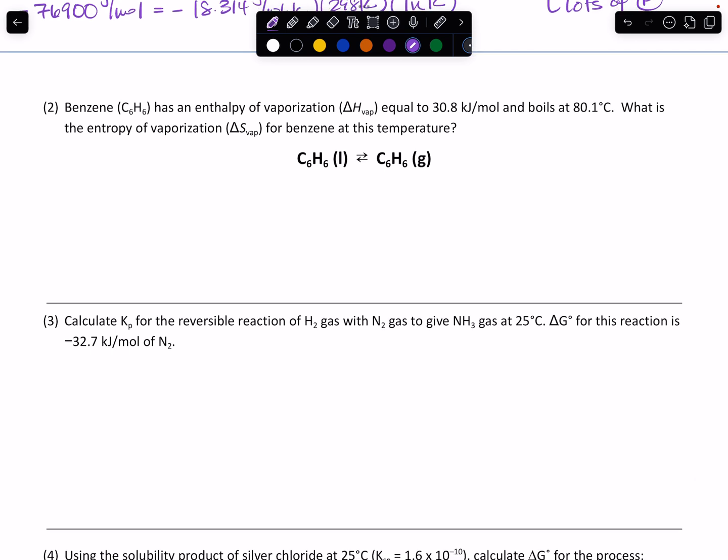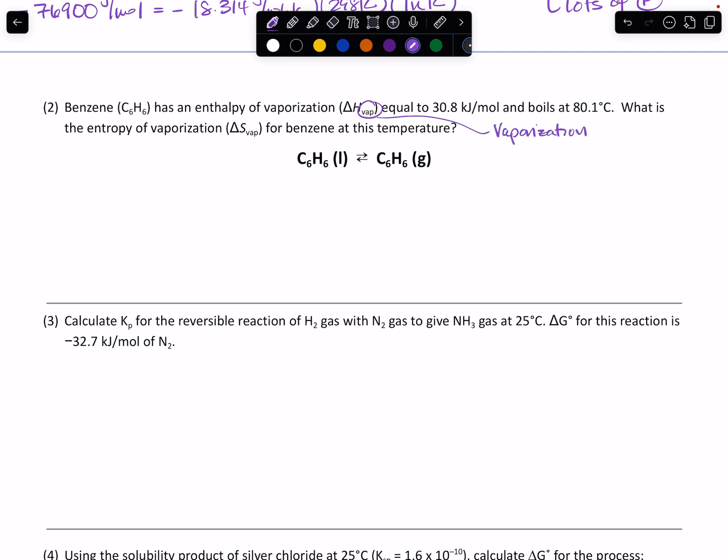All right, next, benzene has an enthalpy of vaporization equal to 30.8 kilojoules per mole and boils at 80.1 degrees Celsius. What is its entropy of vaporization at this temperature? All right, so let's talk a little about the idea of vaporization.